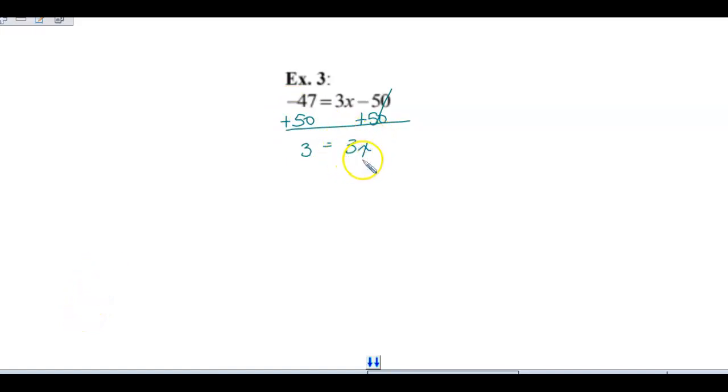Now, I still have to undo this. This is multiplication, so I'm going to divide both sides by 3. 3 divided by 3 is 1, and 3 divided by 3 is 1. So x is equal to 1.